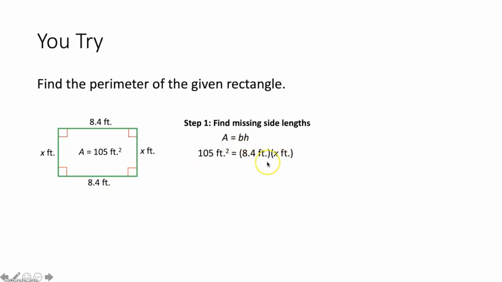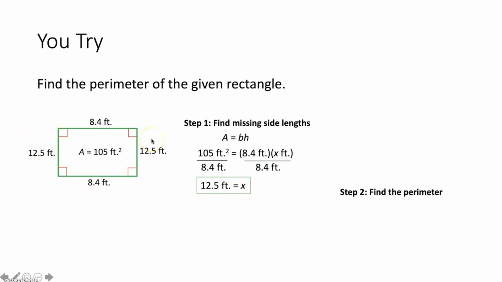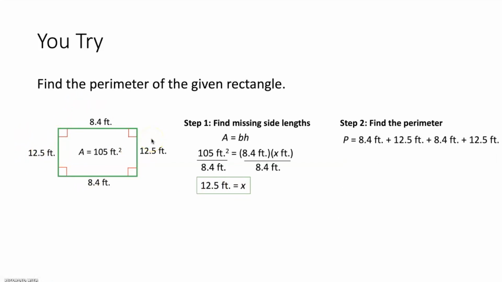I then solve for x by dividing both sides by 8.4 feet, and I get that x is equal to 12.5 feet. So that would be the length of each of these pair of opposite sides. So all I have to do now to find the perimeter is add up each of these side lengths, and I get that the perimeter of this rectangle is 41.8 feet.